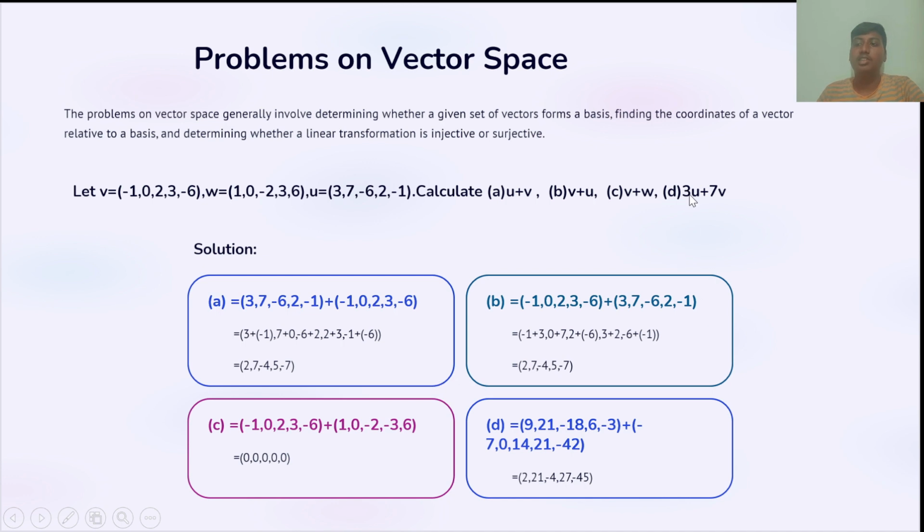So here they've asked 3 times U plus 7 times V. So we are going to multiply 3 with all the elements of set U and 7 with all the elements of set V. So we get this set as 9, 21, -18, 6, -3 for 3U, plus -7, 0, 14, 21, -42 as set 7V. And when we add both the sets, we get 2, 21, -4, 27, -45.